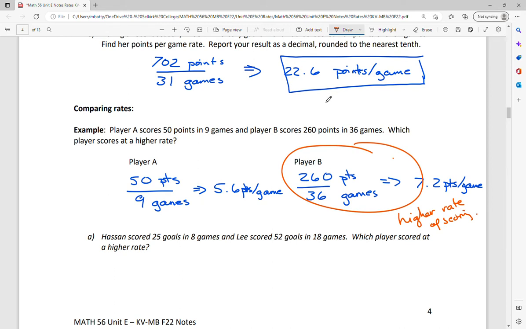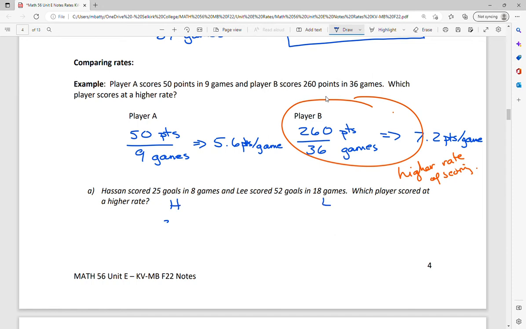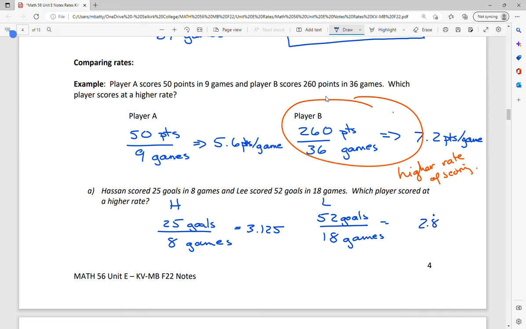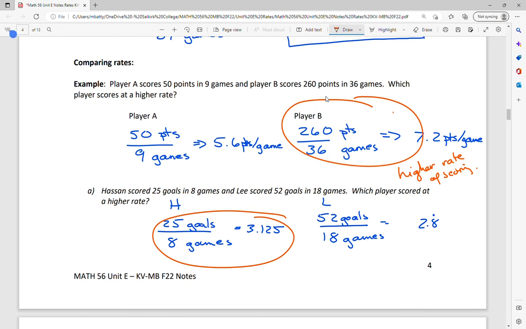Another sports one here. If we compare which one scores at a higher rate, we've got Hassan and we've got Lee. So 25 goals in 8 games. And Lee is 52 goals in 18 games. So grab your calculator, calculate these rates. I get 3.125 goals per game, or 2.8 repeating goals per game. You don't have to report out what their rate is, but we just want to know which one is scoring at a higher rate. And that answer would be that Hassan scores at a higher rate.